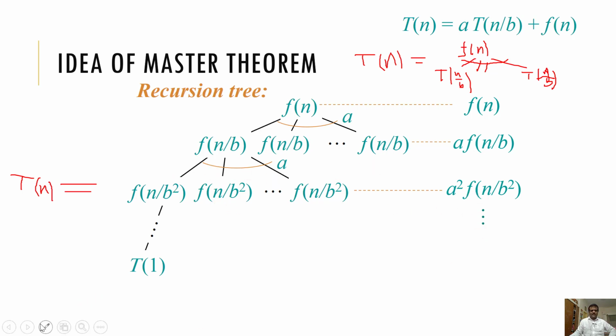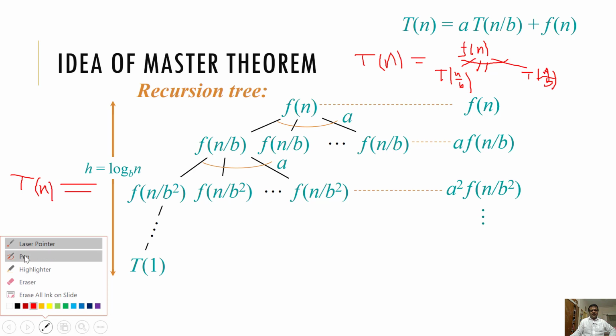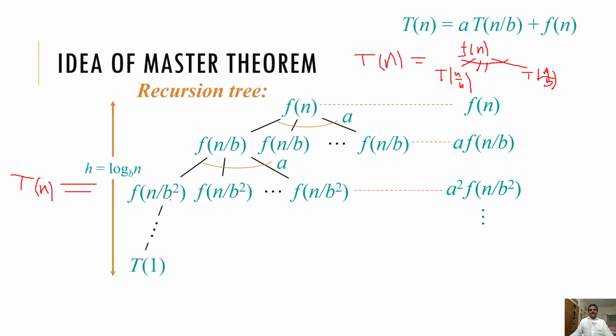If you continue like this, what is the height of this tree? We can easily calculate it, because this is n/b^2, and it eventually comes out to be 1. If the height is h, then n/b^h is 1. So n is equal to b^h, so h is log n base b. That is the height.